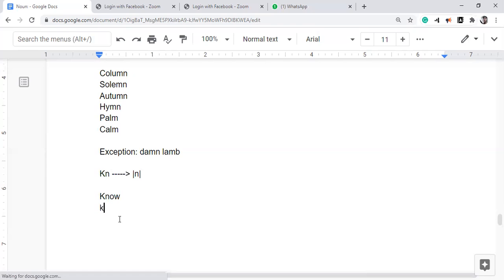Knife. Okay, so here kn coming together, the sound will be na. Do we say kanow? No, we don't say kanow. Do we say kanife? No, we don't say kanife. K will be silent. The sound will be na. For example, knowledge. Do we say kanowledge? No, we don't. So this is the basic English, which is very important.